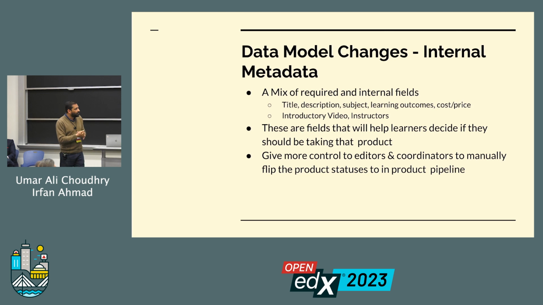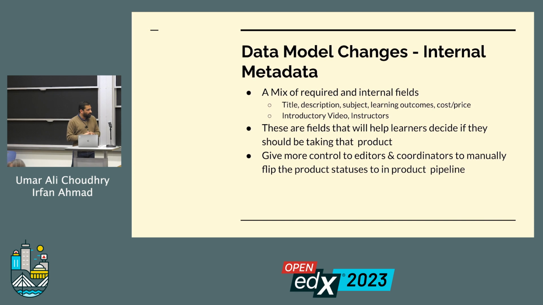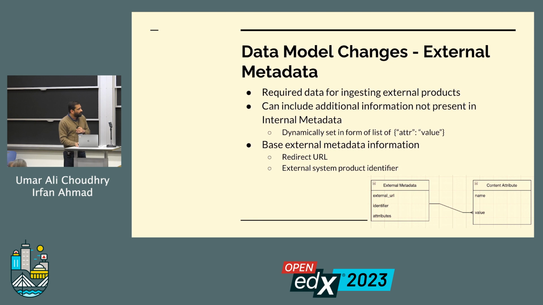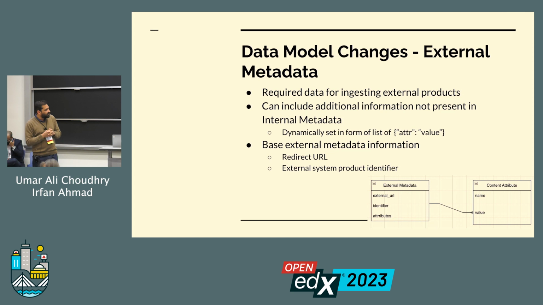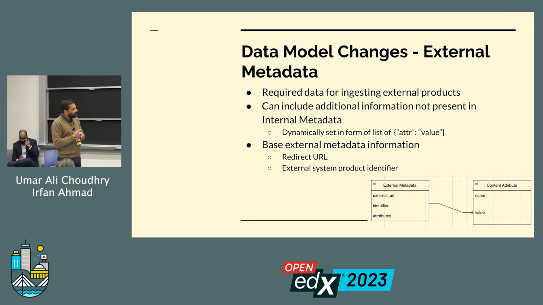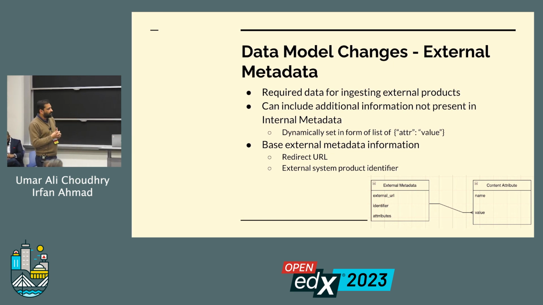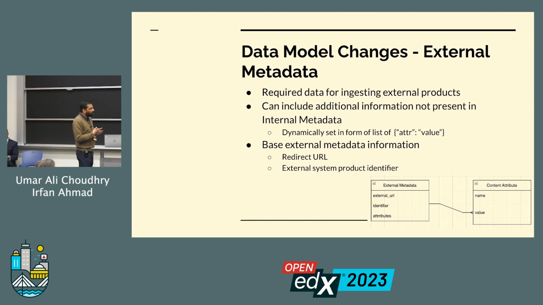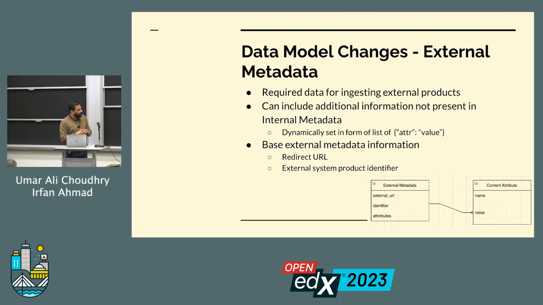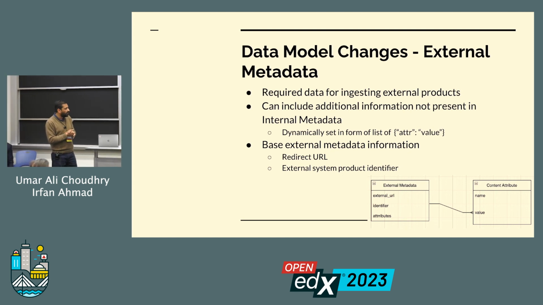So one of the things that we can do as an optimization for the internal metadata is to give more control to manually flip those statuses as well. And then the external metadata, which is coming from the third-party site. What we are proposing is that we can store them as name and value attributes, and those are associated with the external metadata, which is another model. We also store the external site's URL and their identifier.